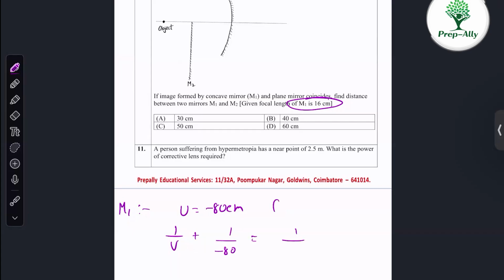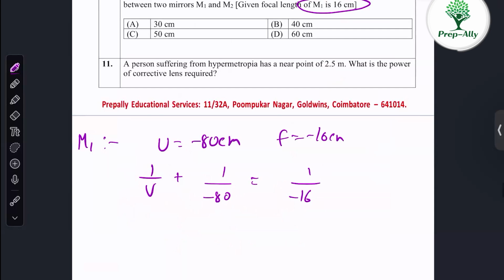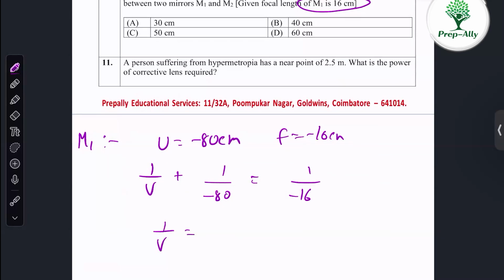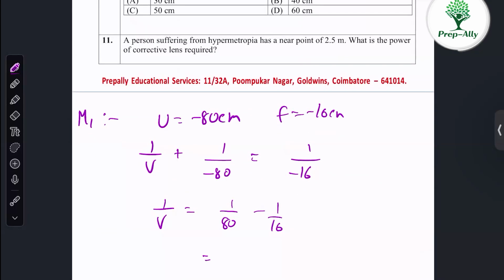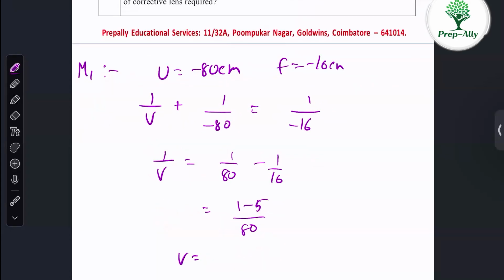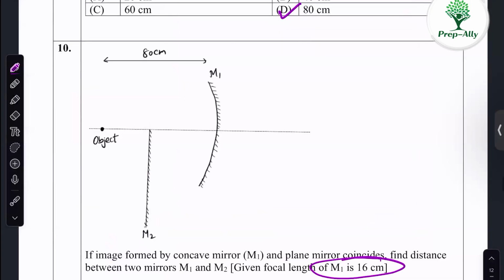The focal length of the concave mirror is given as 16. So 1 by v is 1 by 80 minus 1 by 16. So 1 minus 5 divided by 80, minus 4 by 80. We get the value of v as minus 20 centimeters, which means the image is formed at 20 centimeters from the mirror.